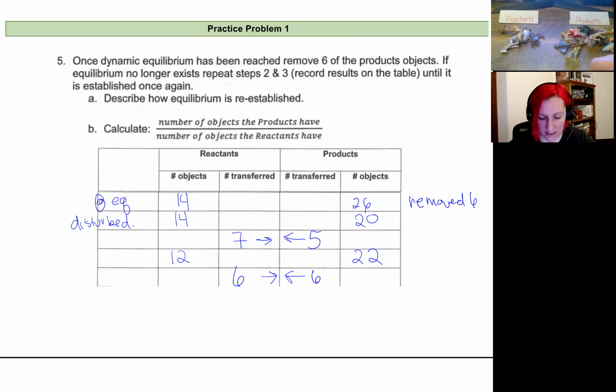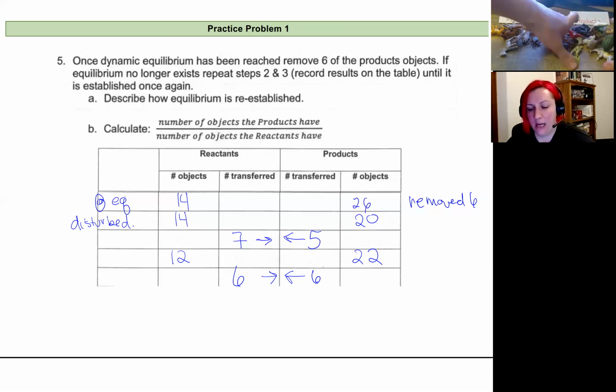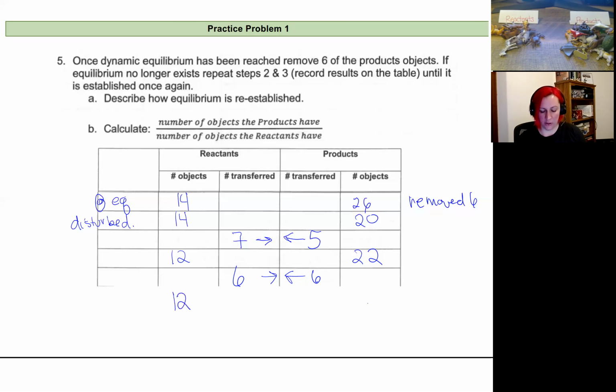All right, so I've got 6 from each. And I'm transferring my piles and I'm going to count them up. So I'm going to count up my reactants and count up my products. And when I do that, I'm going to get a value that is, and you guessed it, 12 and 22. So we've hit equilibrium again.